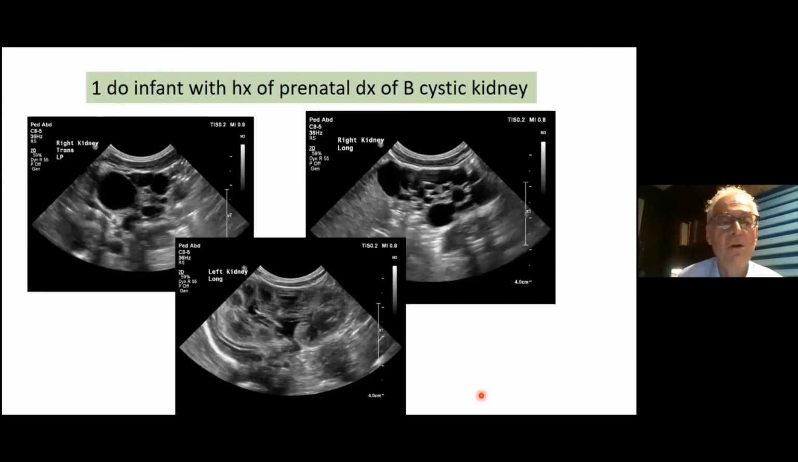Okay, so we've gone through a lot. I want to talk about a couple other diseases now. So tell me what you think of this ultrasound. This was a 1-day-old prenatal diagnosis of bilateral cystic kidneys. This one is right, this one is right, and this one is left. Tell me, what do you guys think? Anyone have a diagnosis to this?